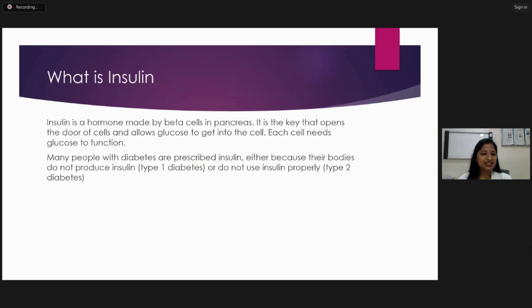What is insulin? Insulin is a hormone made by the beta cells in the pancreas, which is a key that opens the door of the cells and allows glucose to get into the cell and converts glucose into energy. Many people with diabetes are prescribed insulin, either because their bodies do not produce insulin, that is type 1 diabetes, or do not use insulin properly, that is type 2 diabetes. And the prescription of insulin is totally by the doctors only.